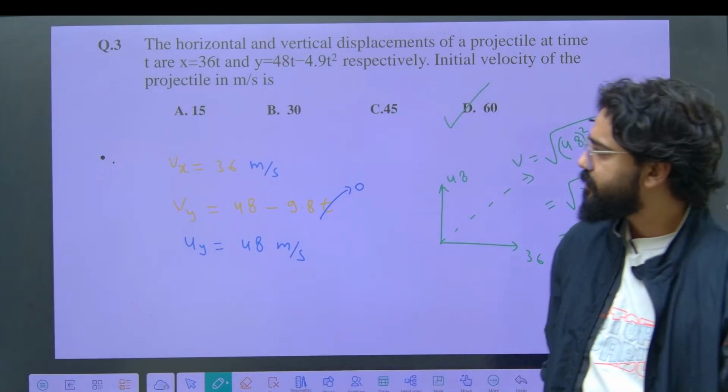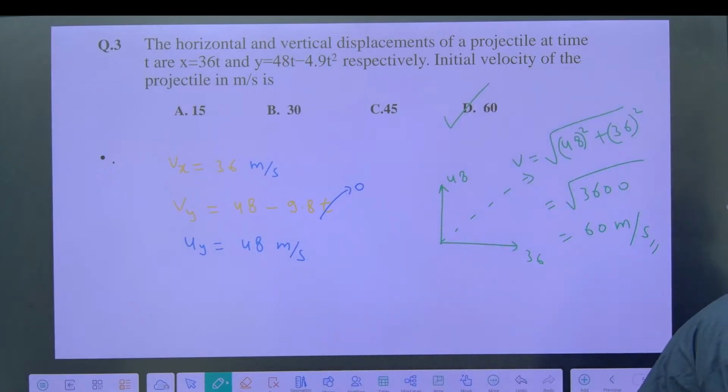Okay guys, let me see if we are able to see the full screen or not. Yes, we are able to see.